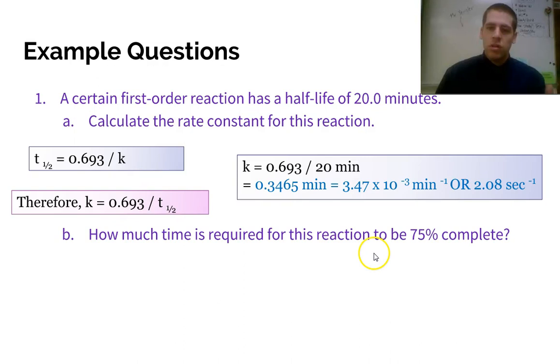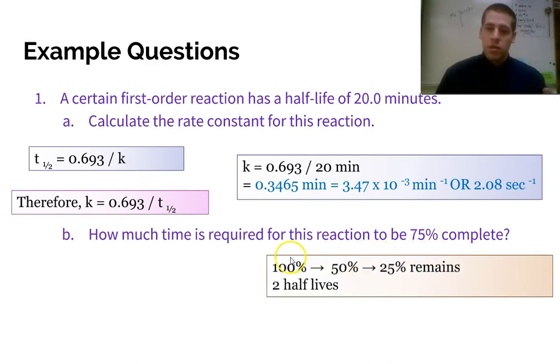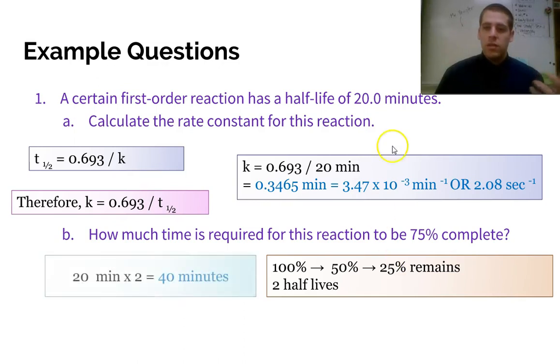How much time is required for this reaction to be 75% complete? Again, that's 2 half-lives, right? Going from 100% to 50 is 1, and then going from 50 to 25 is a second half-life. And so 2 half-lives, if each half-life is 20 minutes, then that's going to take 40 minutes.